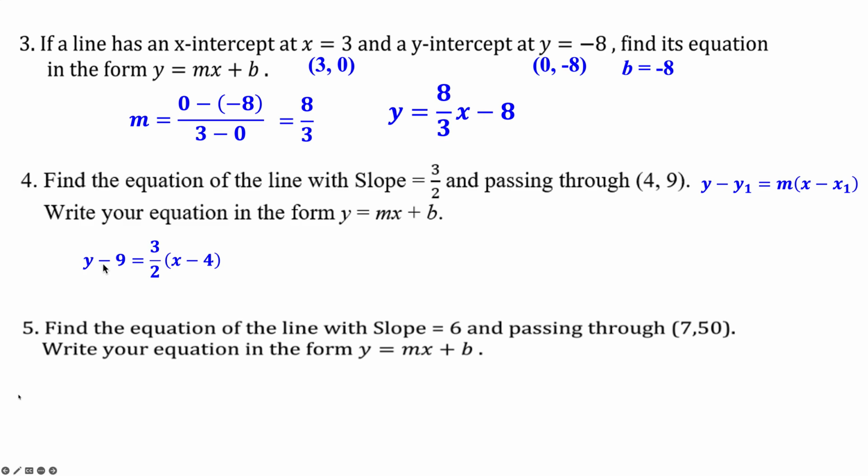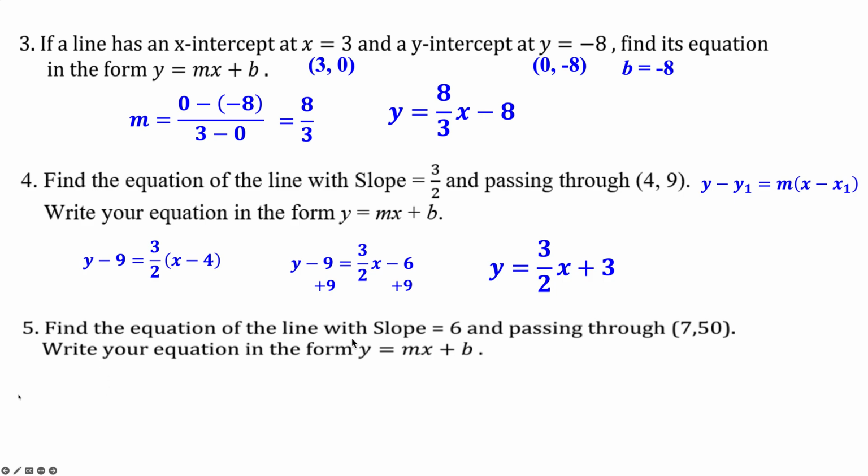Then we want to convert this into y equals mx plus b. You have to distribute the 3 halves. So 3 halves times x is 3 halves x. 3 halves times the minus 4, well, 2 goes into 4 twice. So 3 times 2 is 6, so minus 6. Add over the 9, and we get y equals 3 halves x plus 3.